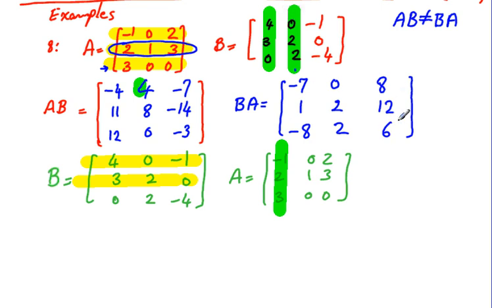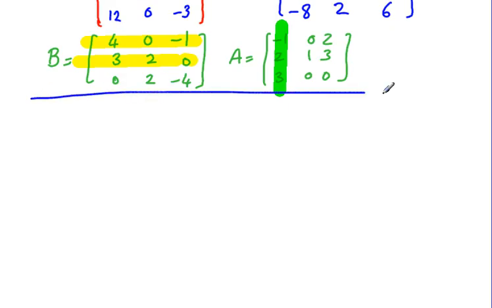So if you look at that matrix and that matrix, there is no reason to suspect that they came out of multiplying two matrices in the opposite order. So you see, there is no connection between the two of them. So you have to keep this in mind, that matrix multiplication is not commutative.